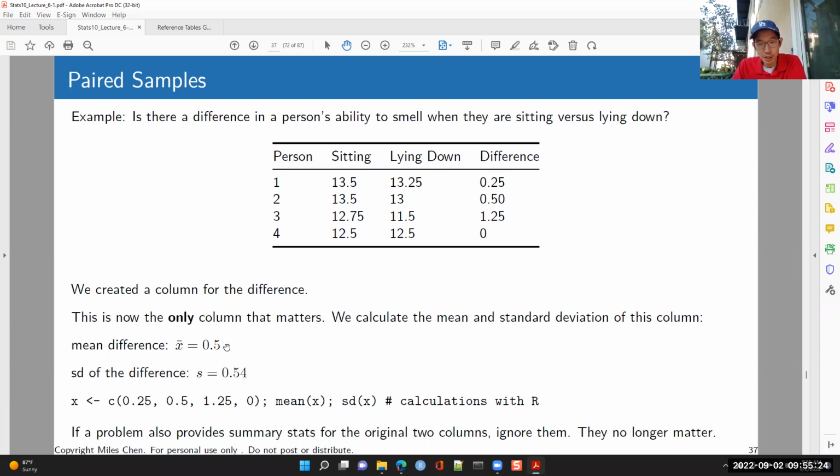So you'll just have to take my word for it. The mean of these four values is 0.5, and the standard deviation of these four values is 0.54, okay? So we calculate the mean and the standard deviation. And now that you have this one column of differences, with a mean and a standard deviation, just ignore the other two columns. Just treat this as if you had just one sample, okay?